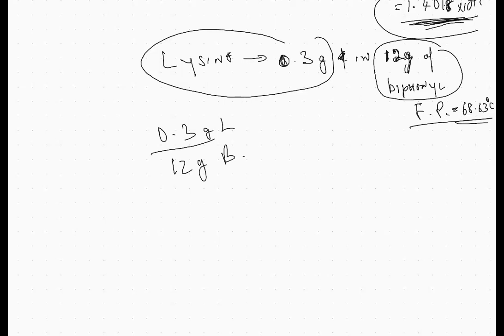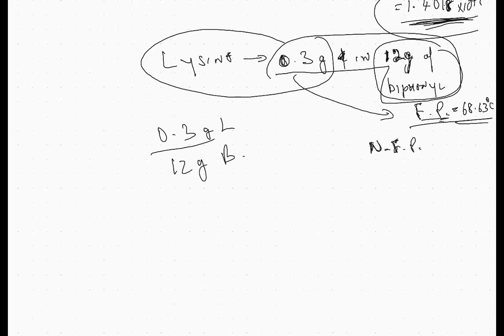This is the freezing point after you added this, remember. So the normal freezing point they have given as 70. This was 68.63. And they also give us KF, the cryoscopic constant, or depression of freezing point constant, as 8 degrees per molal solution, molality.